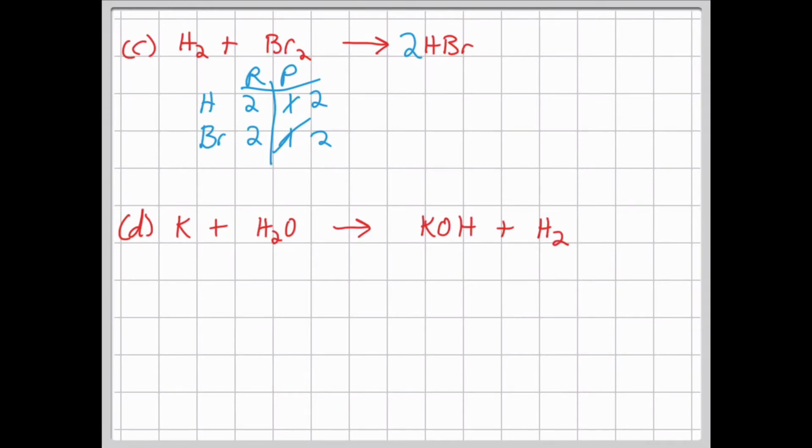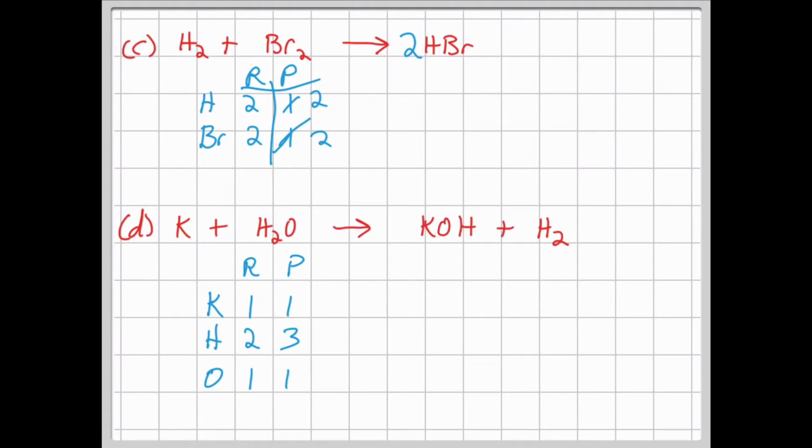Potassium plus water. This is a very violent reaction. It gives off a lot of heat and catches on fire. The hydrogen gas actually ignites in this reaction. So we've got potassium metal. So that's the reactant. We also have hydrogen and we have oxygen, all on the reactant side. So potassium, we have 1. Hydrogen, we have 2. Oxygen, we have 1. On the product side, we have 1 potassium. We have 1 oxygen, and we have 3 hydrogens.